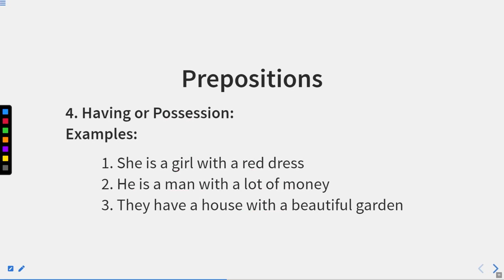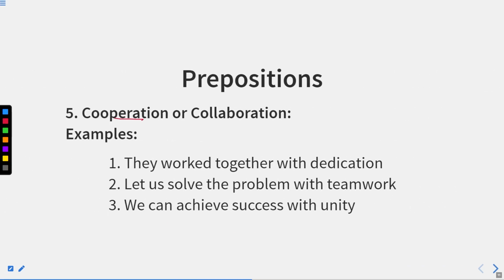Now let's move further. Cooperation or collaboration. If cooperation or collaboration is shown, we can use "with". For example, he wrote that play in collaboration with this writer. So "with" shows the collaboration. That means they both did the work together. Now let us see some sentences. They worked together with dedication. So here cooperation and collaboration has been shown.